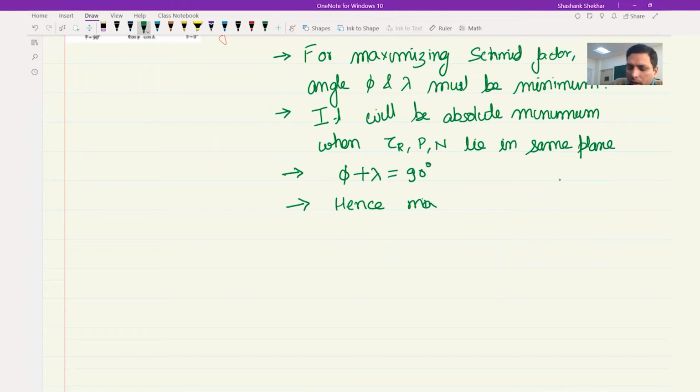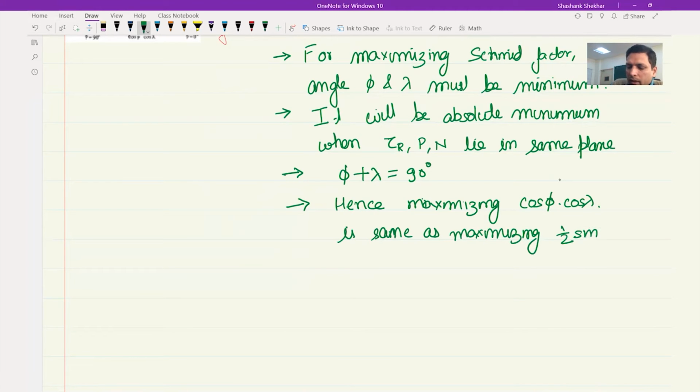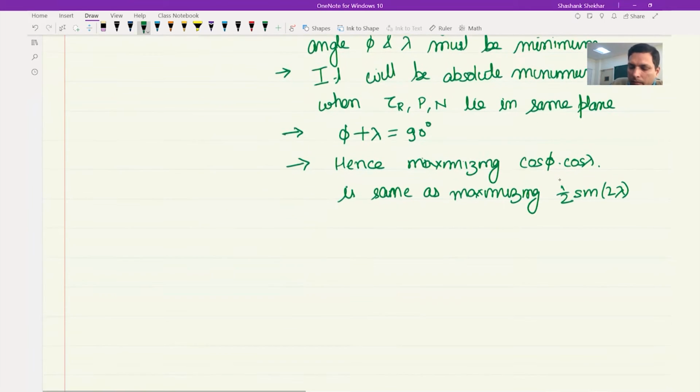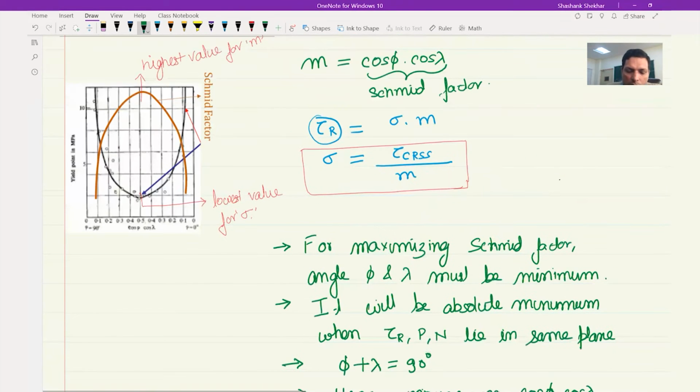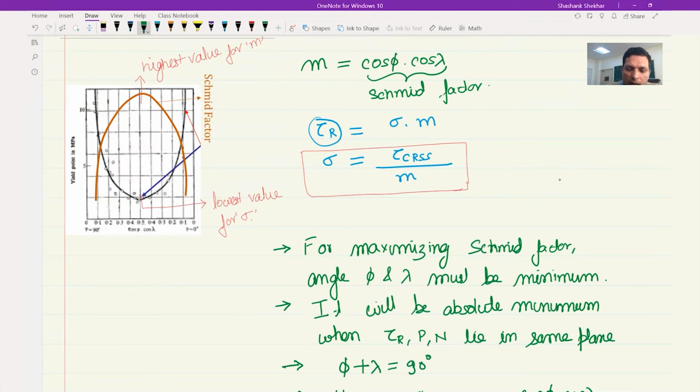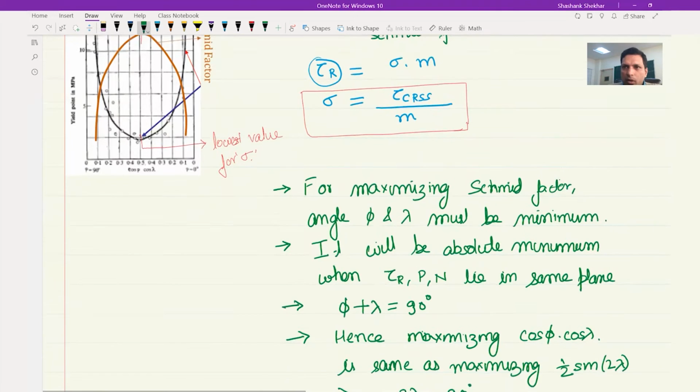you can now apply the simple mathematical rules to maximize cos phi times cos lambda. That is the same as maximizing 1 by 2 sine 2 lambda, because now they are related by this relation. And it implies that 2 lambda is equal to 90 degrees, or lambda is equal to 45, which implies phi is also equal to 45 degrees. So you see, we have mathematically obtained that the Schmid factor would be highest when phi is equal to lambda is equal to 45 degrees. And at that particular configuration, you will have the lowest yield strength values.